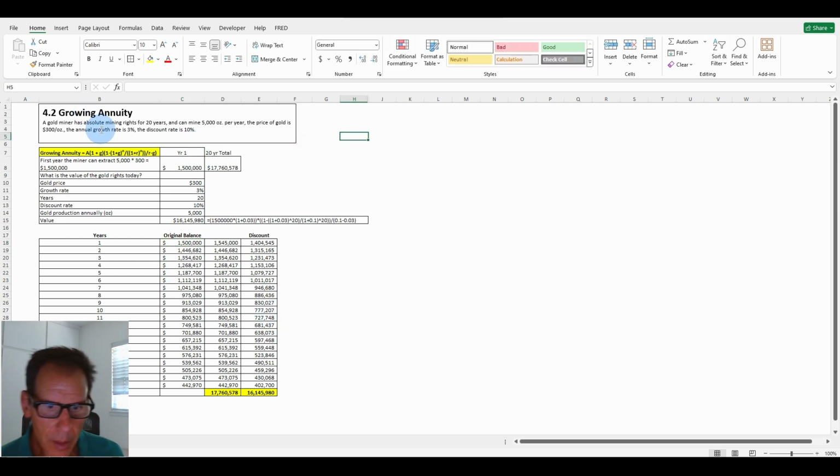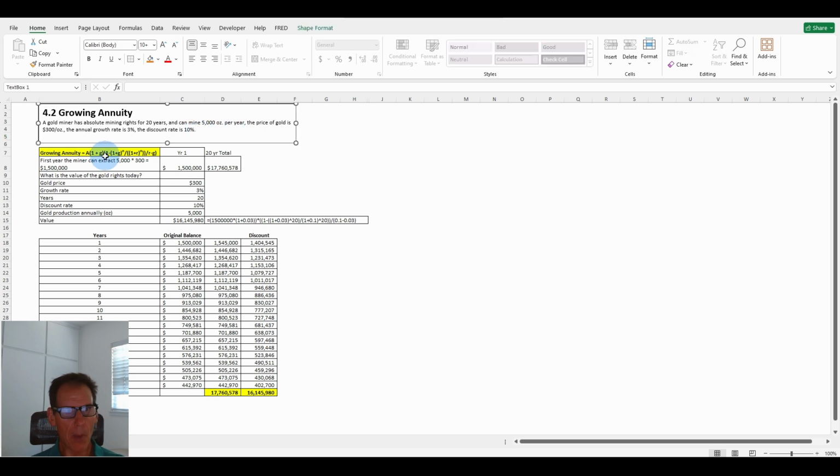Growing annuity. Here's a more realistic example. A gold miner has absolute mining rights for 20 years. It can mine 5,000 ounces per year. The price of gold is $300 an ounce. The annual growth rate is 3%. The discount rate is 10%. What's this mine worth today?